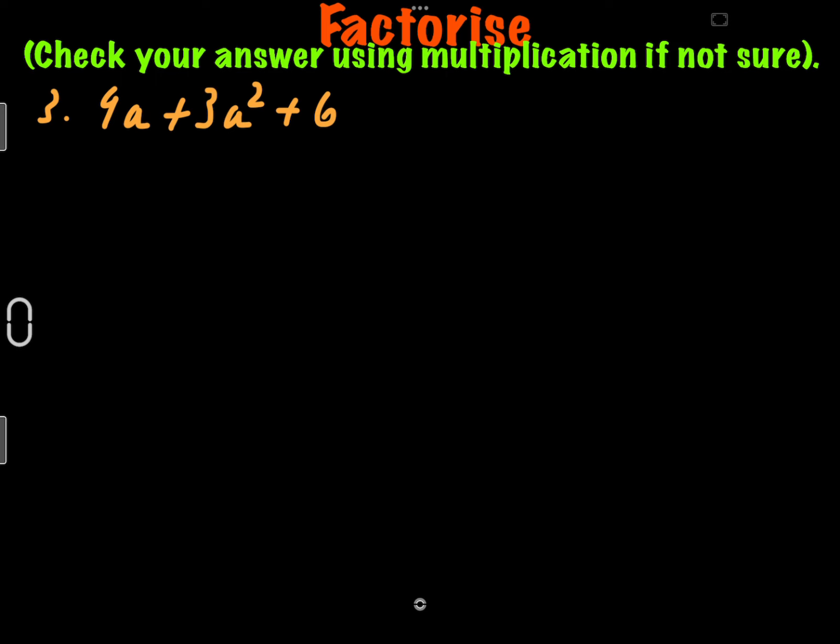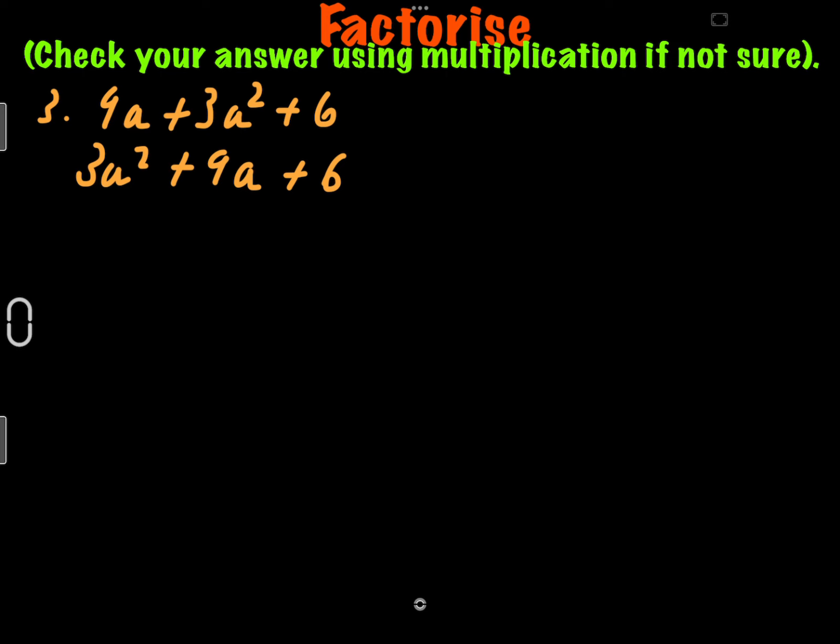So what we need to do is to have 2 as the highest degree in our first term, so we have 3a squared. So notice we have 2 as the power there, and then plus 9a as our second term, and then lastly we have 6 as our constant.